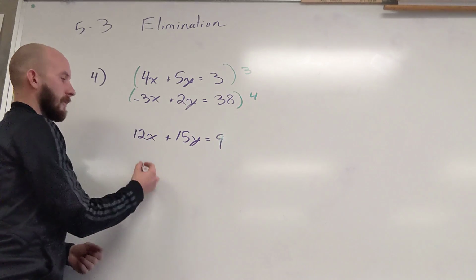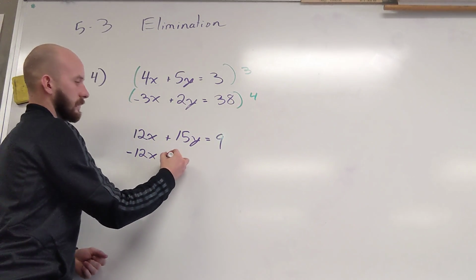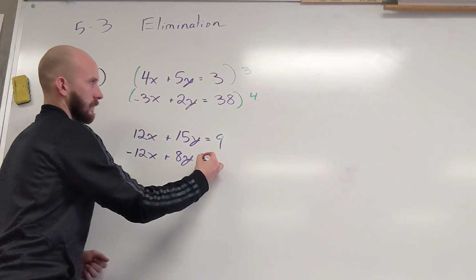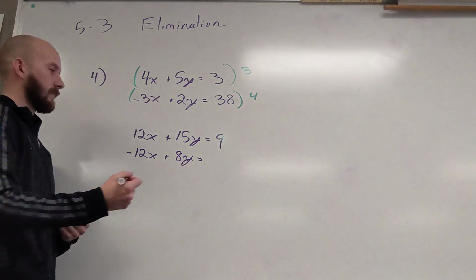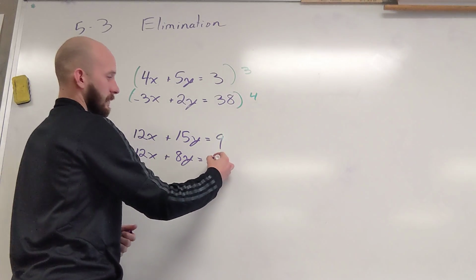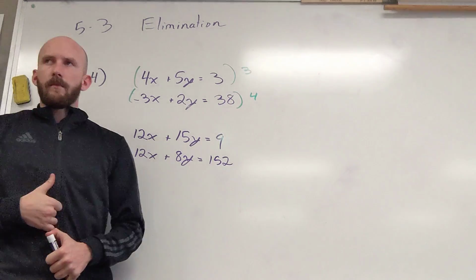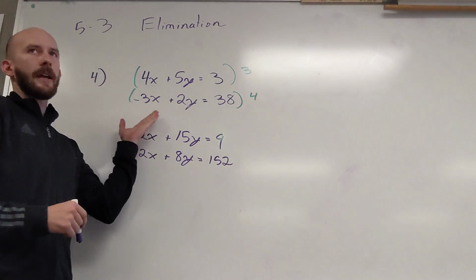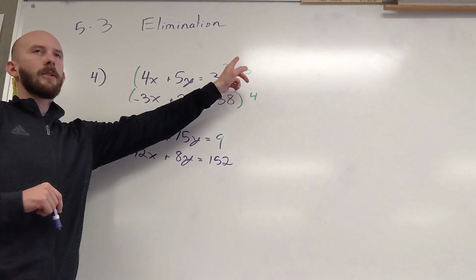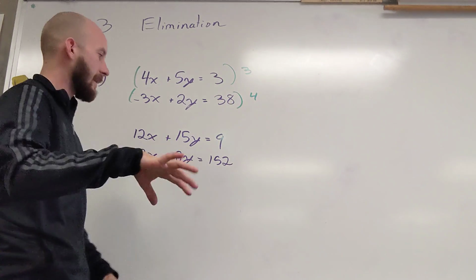Then we do the same thing for the bottom one. So if I multiply by 4, and 38 times 4, 152. Okay. Also, I'll give you another hint. If there was not a negative here already, you can multiply by a negative if you want to flip the sign. Okay. Sometimes that may be to your advantage.